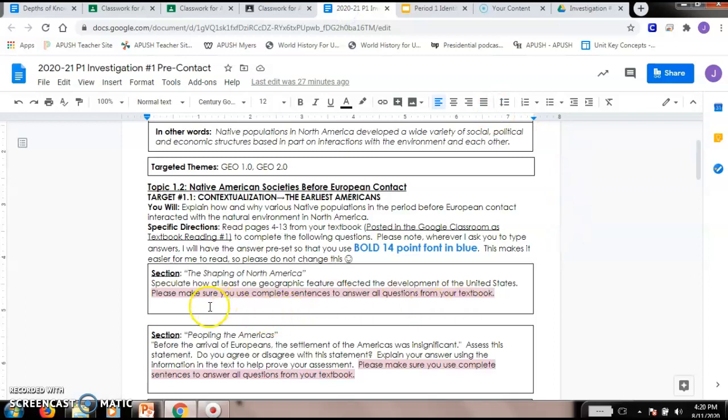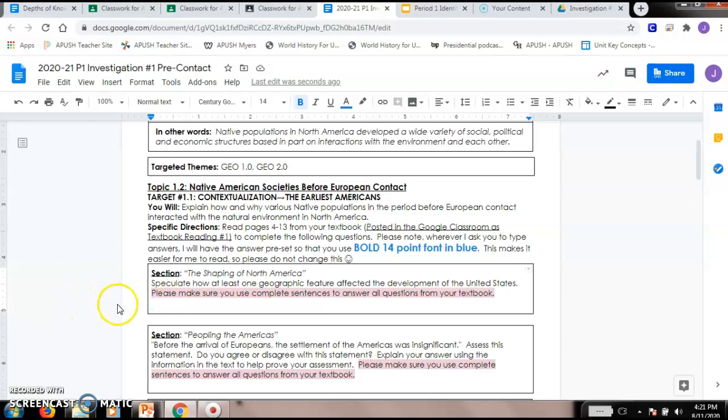Okay, and then if you notice, it says here, I have the answer space preset for bold 14-point font in blue. So if I go down here, you can see that is a nice, easy color on my eyes, and being a little bigger and a little bold makes it a little easier. Reading all these things on electronic versions is very taxing on your eyes. So please don't change that.